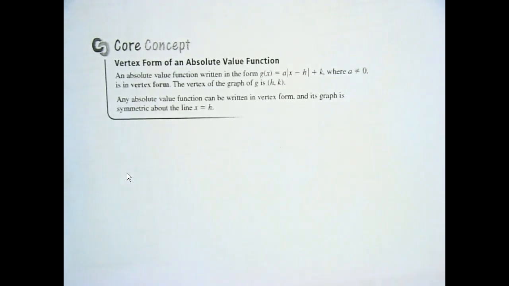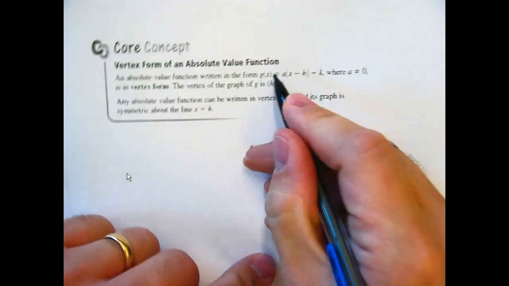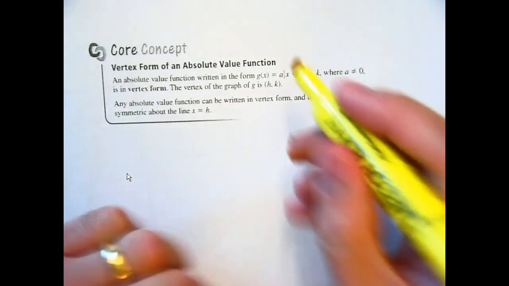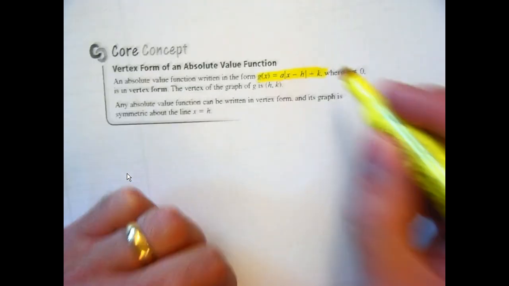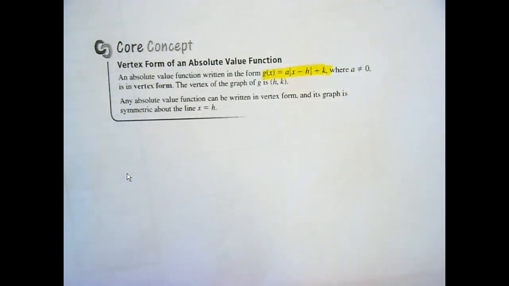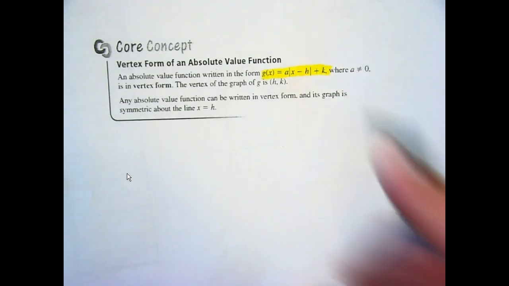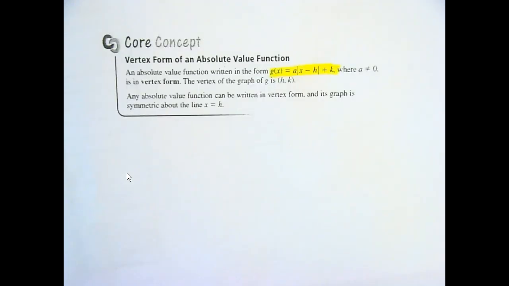All right. So in order for us to easily find the vertex, we need to know vertex form. This is vertex form. G of x, remember G of x, same thing as y. G of x is equal to a times the absolute value of x minus h, all plus k. This is a formula you should write down on top of your paper. In fact, I'll let you write it down here.